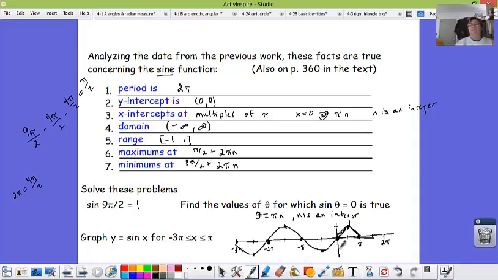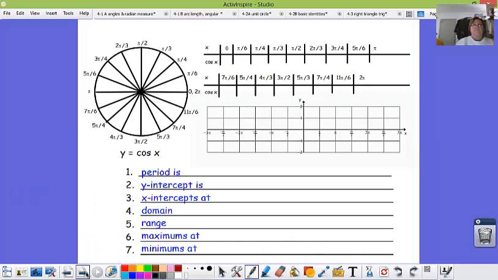So graphing that sine curve over the interval that they asked us to do isn't difficult, as long as we can remember what the sine curve is doing at its various places. What I'm going to ask you to do is the same thing for the cosine of x, remembering that this is 30 degrees, 45, 60, 90, etc.